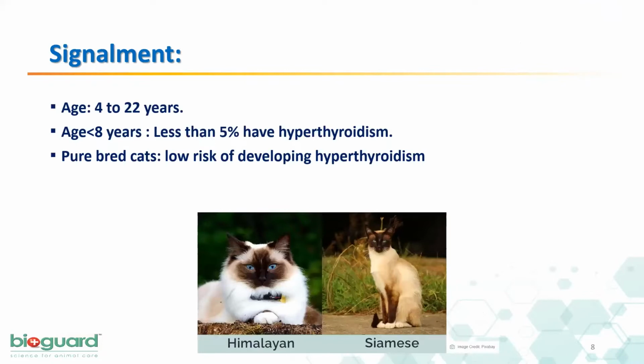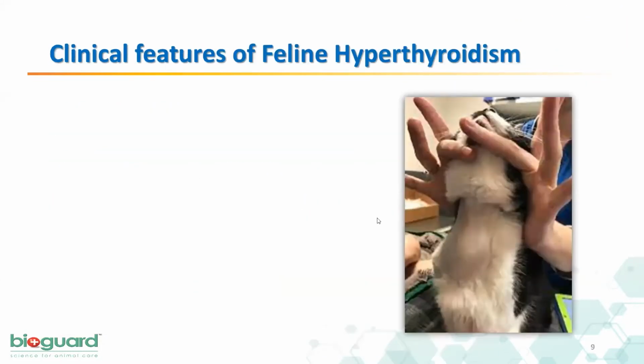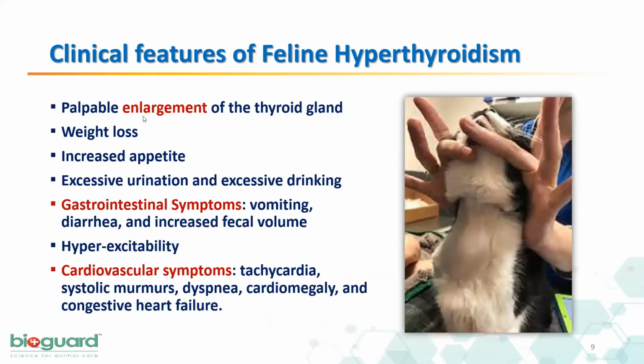So talking about the overall condition of hyperthyroidism, the age of the cat is usually from 4 to 22 years, which are prone to have hyperthyroidism. However, it is seen that below the age of 8 years, there are actually only 5% of the cases of hyperthyroidism. And also the pure breeds of the cats have low risk of developing hyperthyroidism, such as Himalayan cats or Siamese.